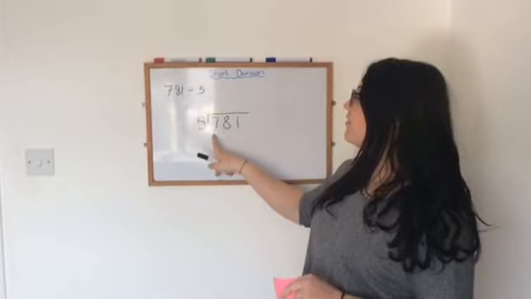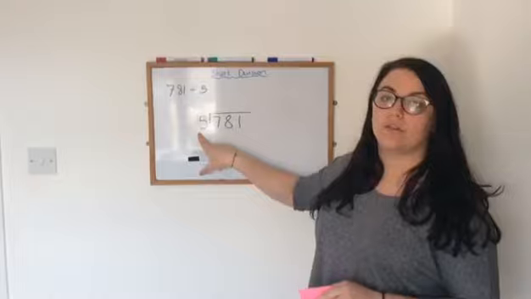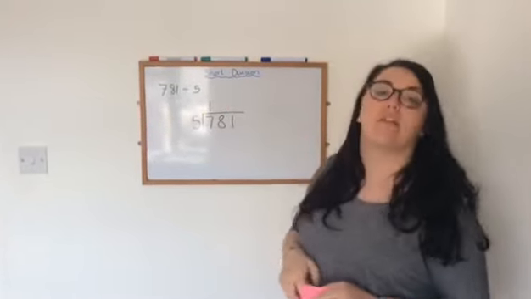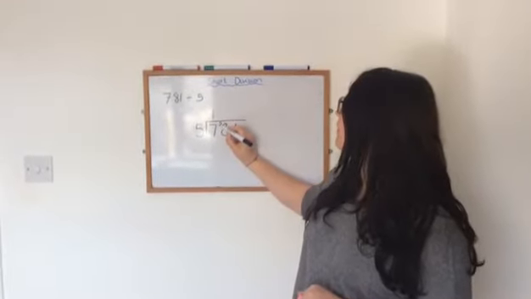So, how many 5s go into 7? We know this is possible because this number is bigger than the number we're dividing. So, 5 goes into 7 once. 1 times 5 is 5. And we must have 2 left over. So, we carry over the 2.